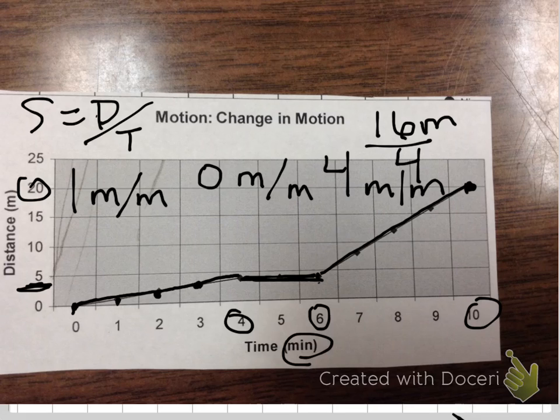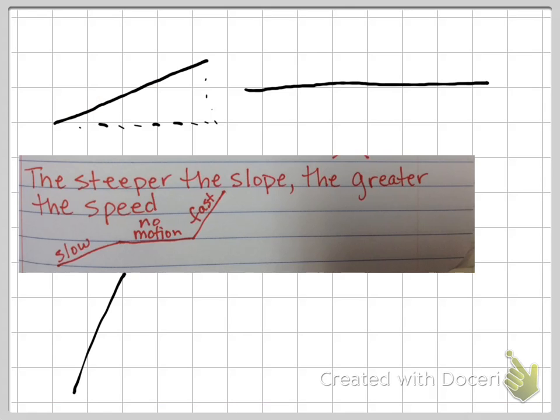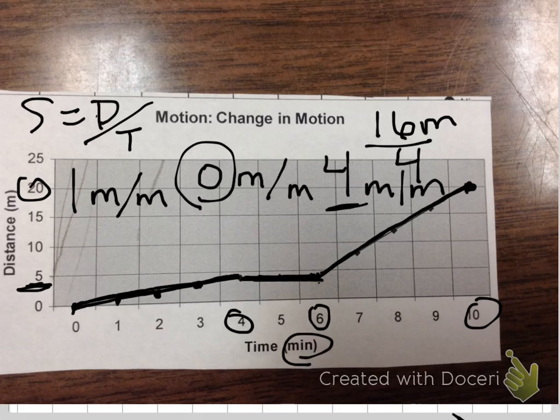So this first line doesn't have a very steep slope, so it's slower, 1 meter per minute. This one's horizontal, so we know there's no motion, 0. Then this one is a little steeper, so it is faster. You can calculate it, but it's just a shortcut to know that the steeper the slope, the greater the speed. You can just look at it and know.